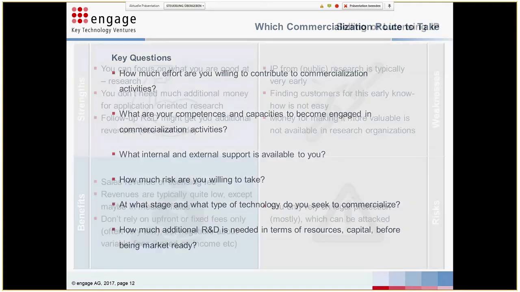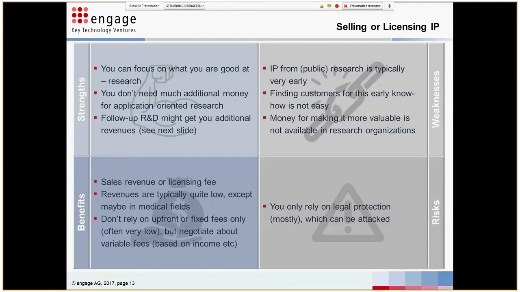Having said that, I will give a short overview on the individual commercialization routes. I will do this in this kind of standardized format. It's some sort of a SWOT analysis: strengths, weaknesses, and then the benefits and the risks involved.